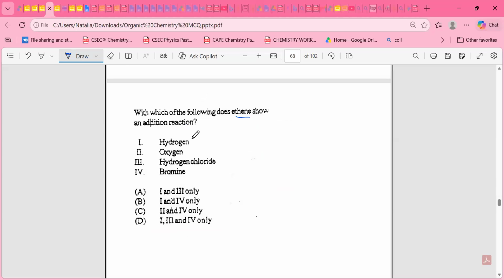Everything except oxygen. So all the reactions of alkenes are said to be addition because the double bond breaks and you're adding atoms across the double bond.